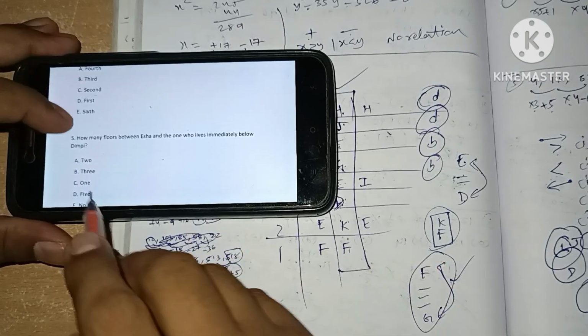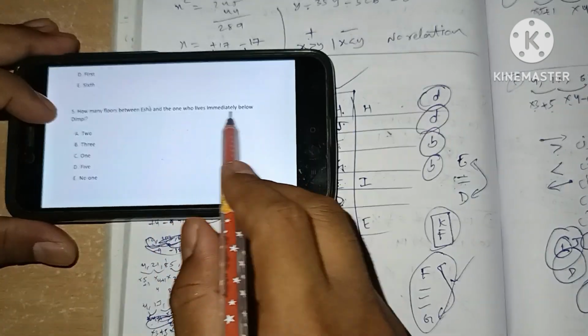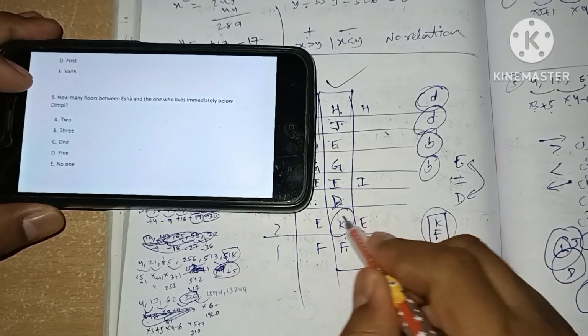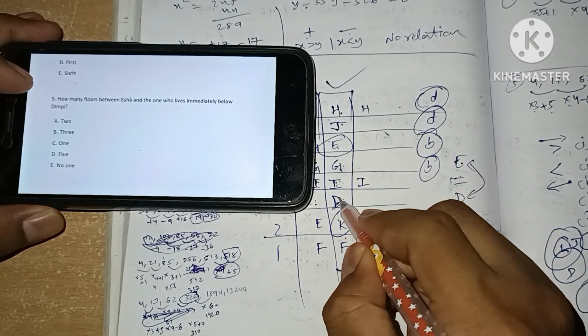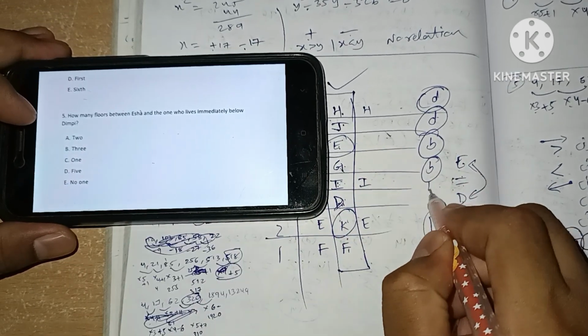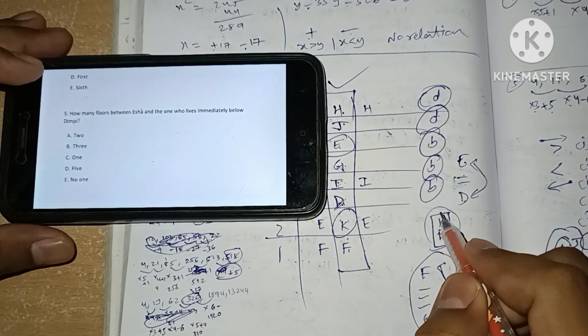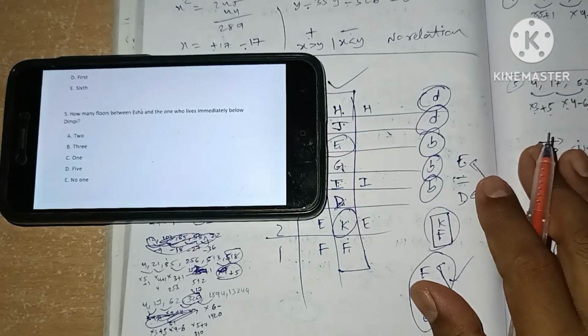Next, fifth question: how many floors are between Isha and the one who lives immediately below Dimpy? Isha and Dimpy, 1, 2, 3, 3 floors. So option B is our answer. By this, we have completed today's daily score booster questions.